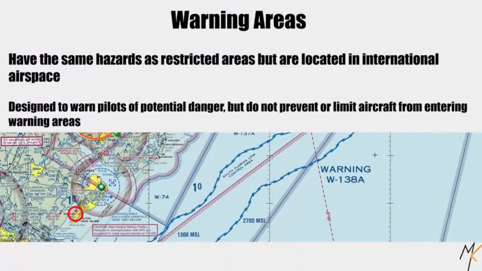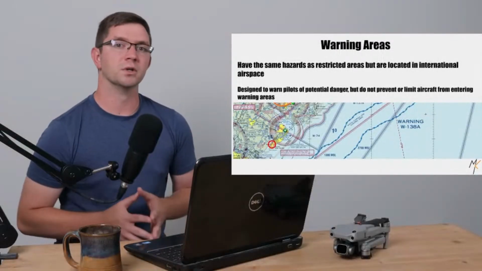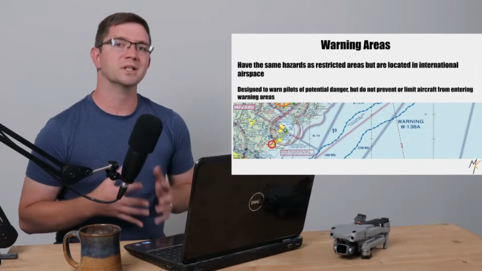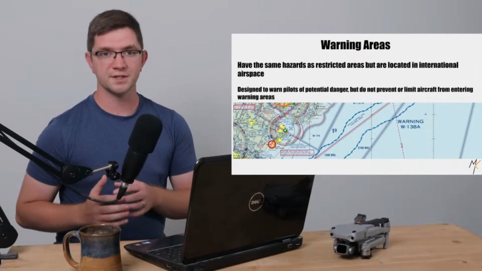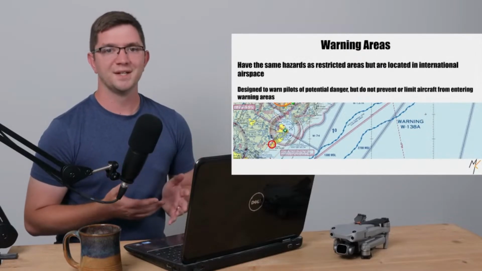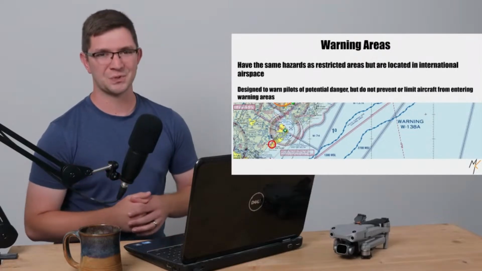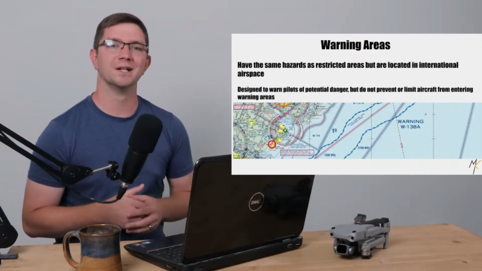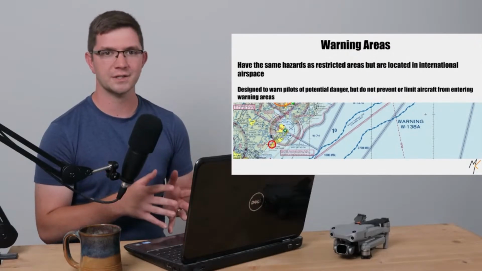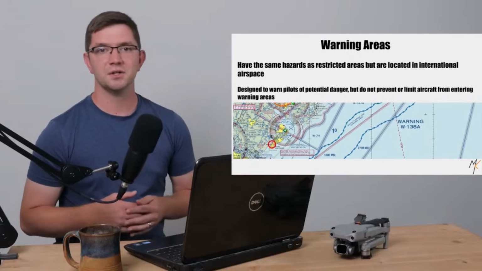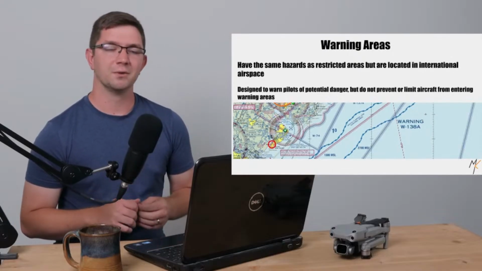Next are warning areas. They are the same as restricted areas, except the difference is that they are in international airspace. They're mainly designed to warn you of potential danger, but it won't limit you from flying through those areas. Again, if you want to play it safe, you can check the back of a sectional chart or look up the info online to see if any of these warning areas have set times of the day that you can fly through there safely without getting in the way.